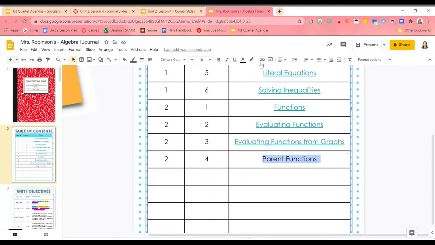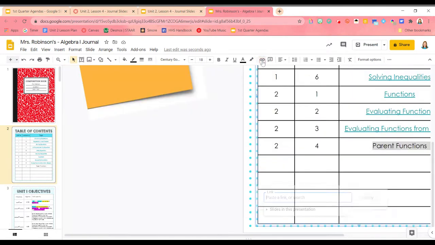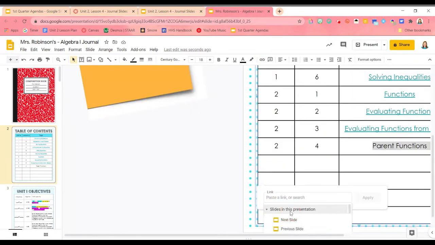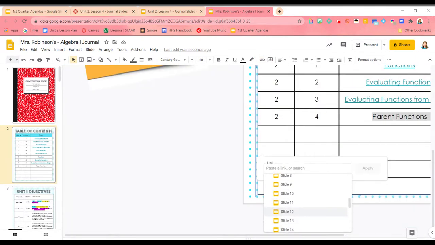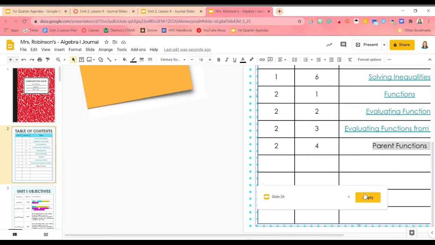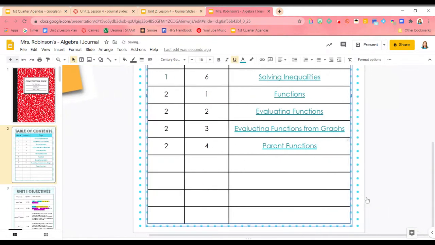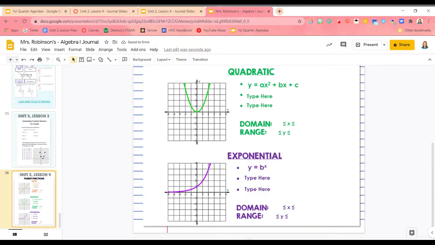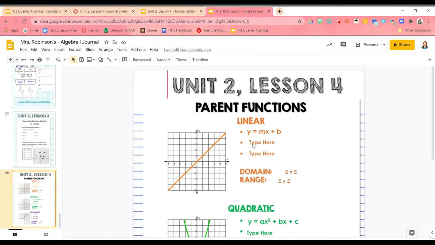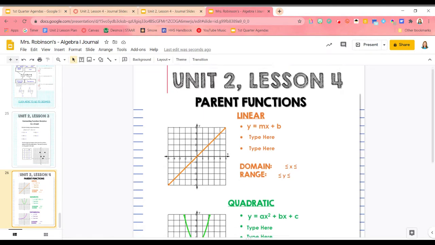Highlight parent functions, come up here to the insert link, and then slides in this presentation. And you probably need to start hitting the down arrow in your Chromebook. Remember, your Chromebooks do not like to scroll down all the way. So it should be 26. So I see it appear. I click it, and then I click apply. So slide 26, and now the great thing is I can click here and it'll take me to today's slide. Okay, so Unit 2, Lesson 4, Parent Functions.